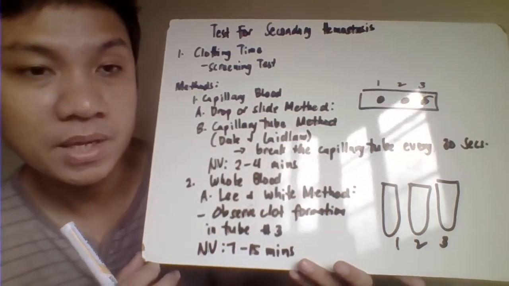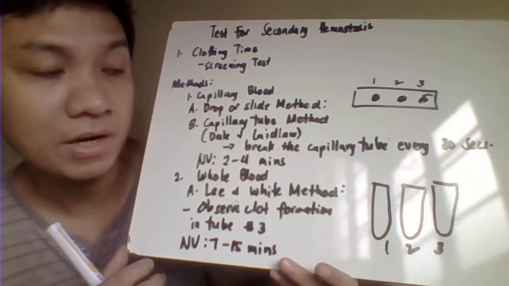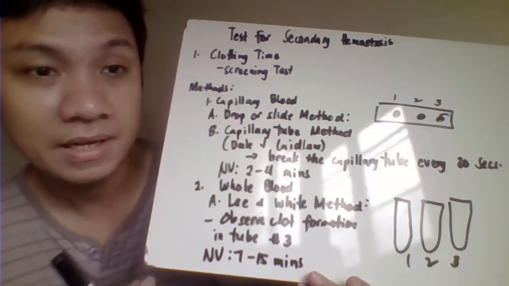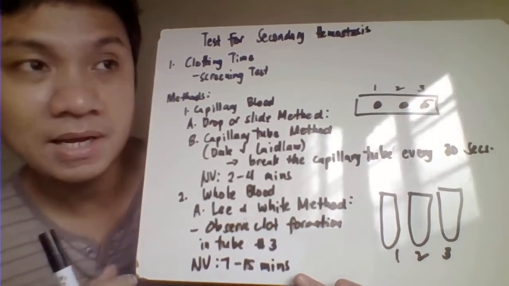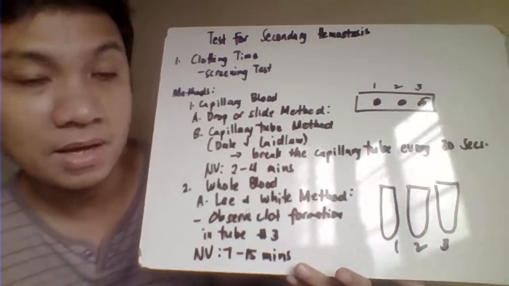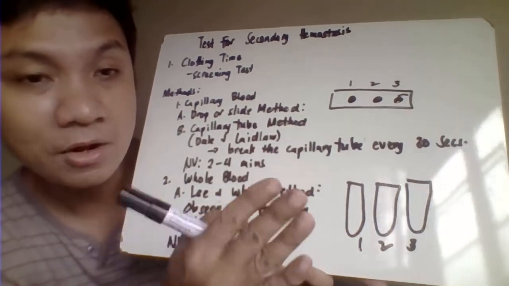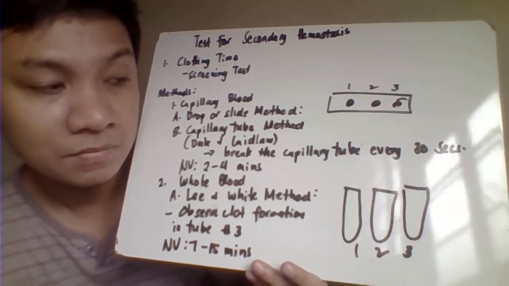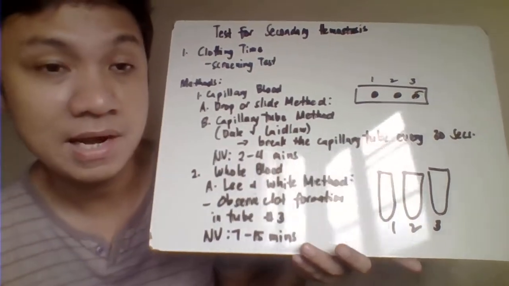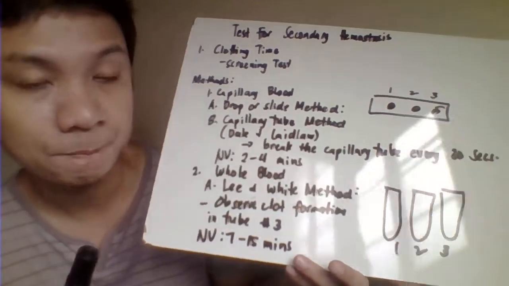For that, all you need to do is observe for the clot formation. How are you going to observe for the clot formation? You just need to tilt your tube every 30-second interval, just like your clotting time with the drop on a slide method. All you need to do is tilt until the blood no longer moves in your test tube. Take note of your clotting time when tube number 3 forms the clot and no longer moves. Tube number 3 is always our basis for the clot formation.